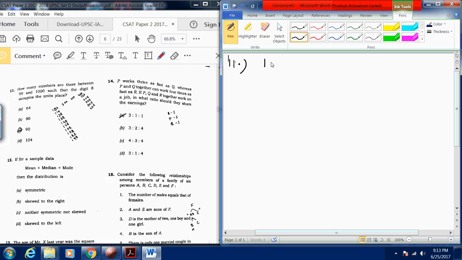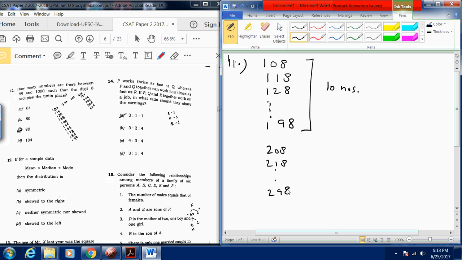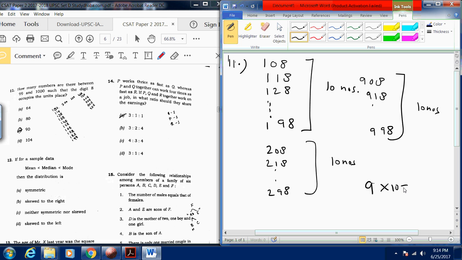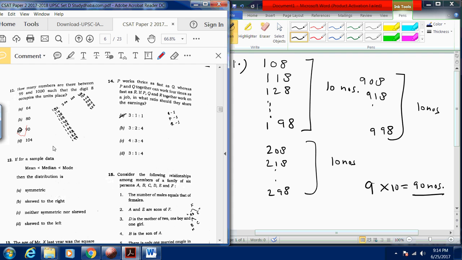So let's see what all numbers are there between 99 and 1000. The first number that will be there will be simply 108. The next number will be 118. Then you will have 128 and so on up to 198. These will be how many? 10 numbers. Then next will be 208, 218 and so on up to 298. These again will be 10 numbers. And so on you go on up to 908, 918 and so on up to 998. These will be again 10 numbers. And total, these are 9 sets, so 9 into 10, that means we'll have 90 numbers in total. So your answer will be 90. This is the answer. C.